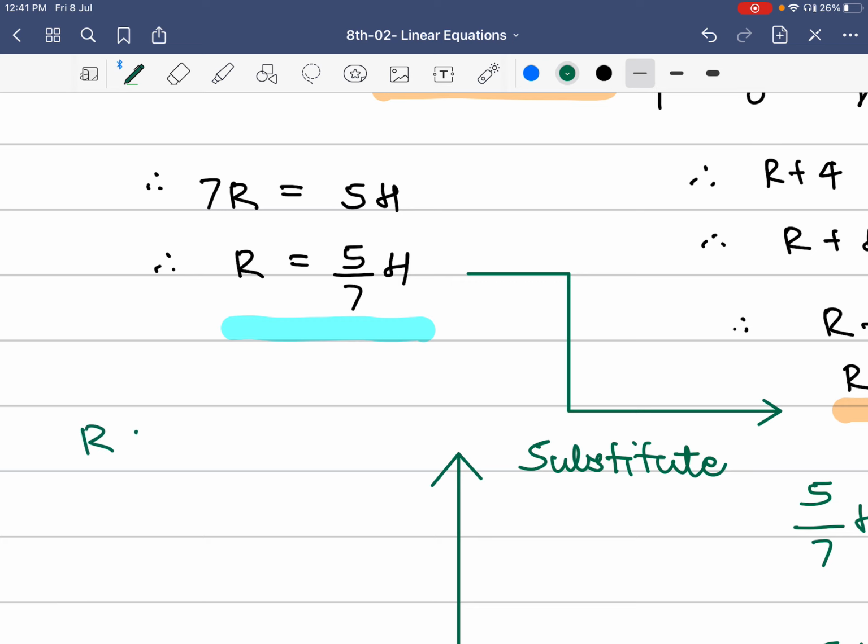So R is equal to 5 by 7 into 24. H we got as 24. Now once again 7 fours are 28, so I'm going to bring here 4. Therefore R will be equal to 5 into 4, which is equal to 20. So R is equal to 20.